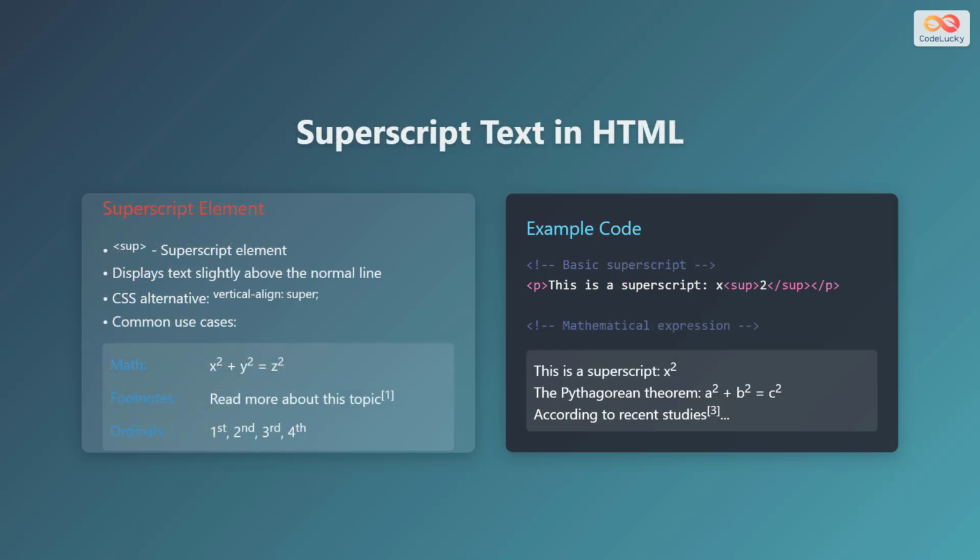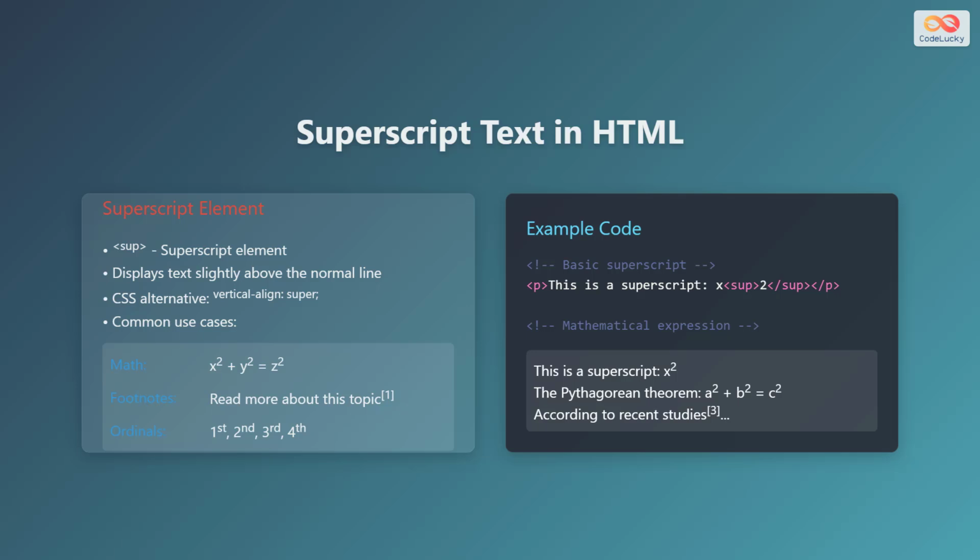Now let's explore superscript text in HTML. The sup tag is used for superscript text. It displays text slightly above the normal line. You can also use CSS with the property vertical-align: super. Common use cases include math equations, footnotes, and ordinals. For example, exponents in equations, references in footnotes, and suffixes in ordinal numbers.